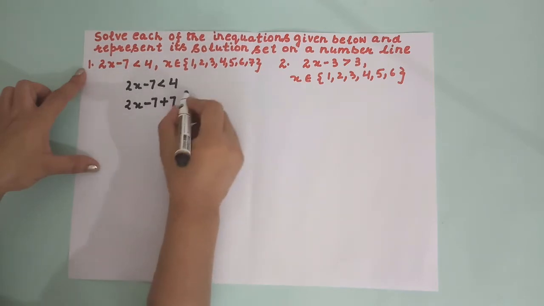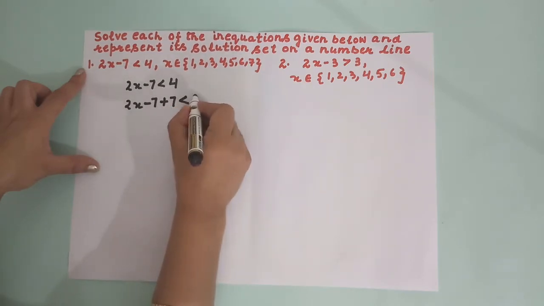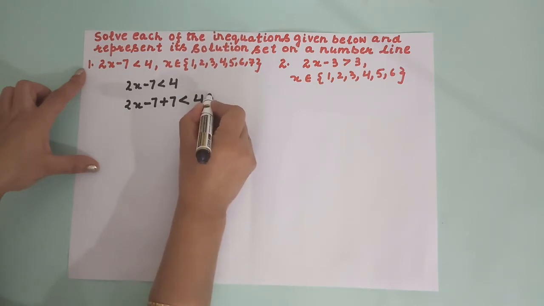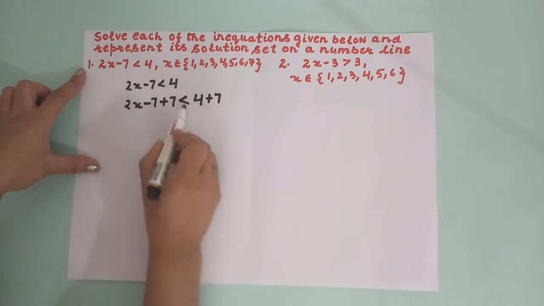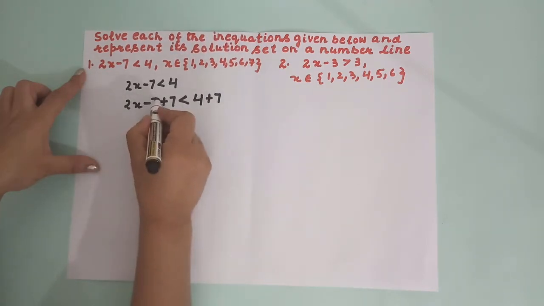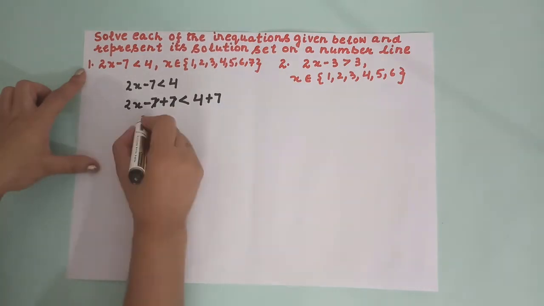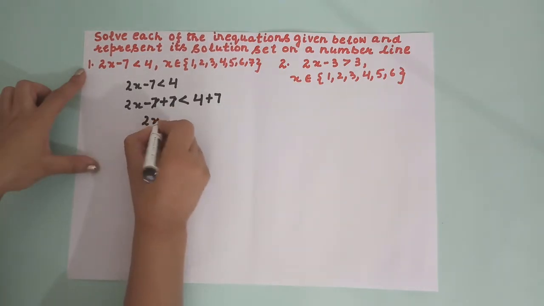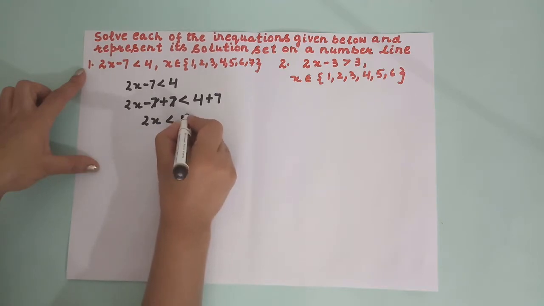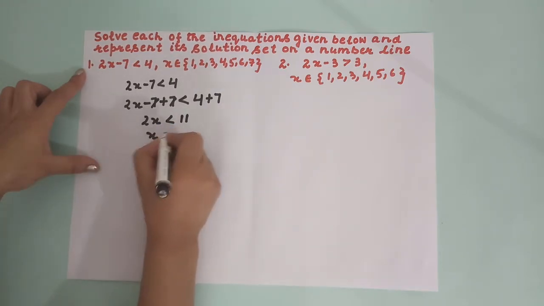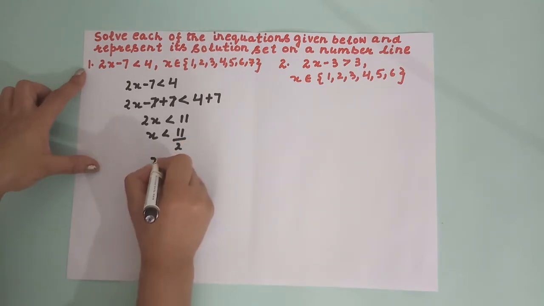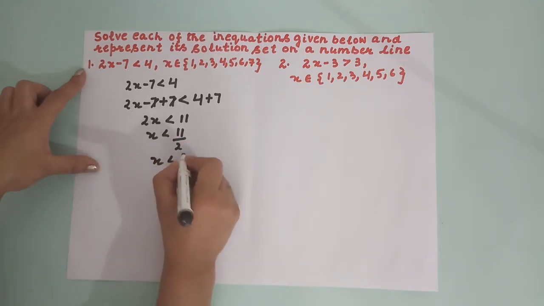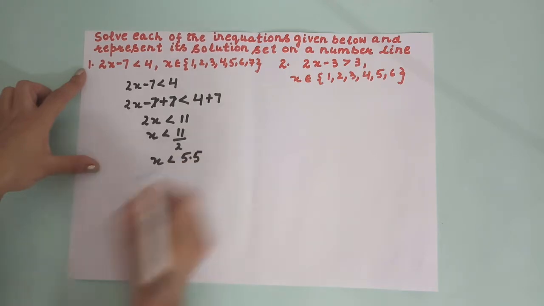Now, what about this inequality sign? It will remain the same because we know that adding a positive number to both sides of the inequation does not change the inequality, right? So, this will help us to get rid of this 7. We are left with 2x is less than 11. So, my x is less than 11 upon 2. So, x is less than 5.5, right?